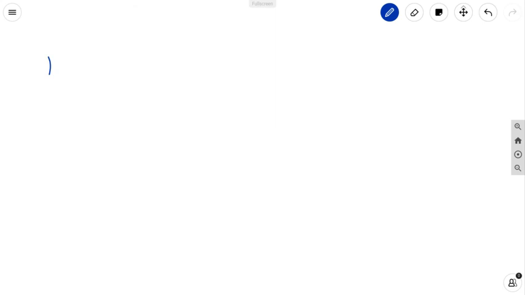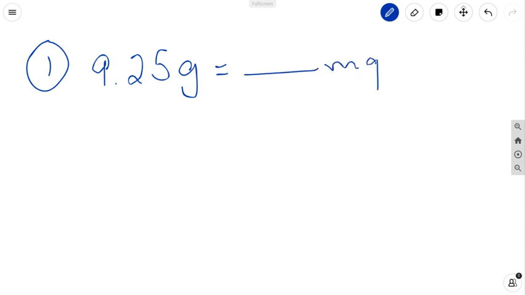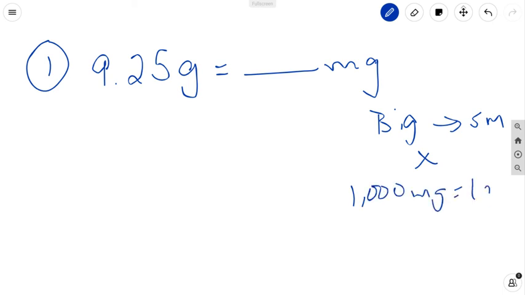Let's try a few. 9 and 25 hundredths grams. Want to know how many milligrams that is, which means I'm going from big to small, which means I am multiplying. And there are 1,000 milligrams in 1 gram. So I'm going to multiply 9 and 25 hundredths by 1,000.